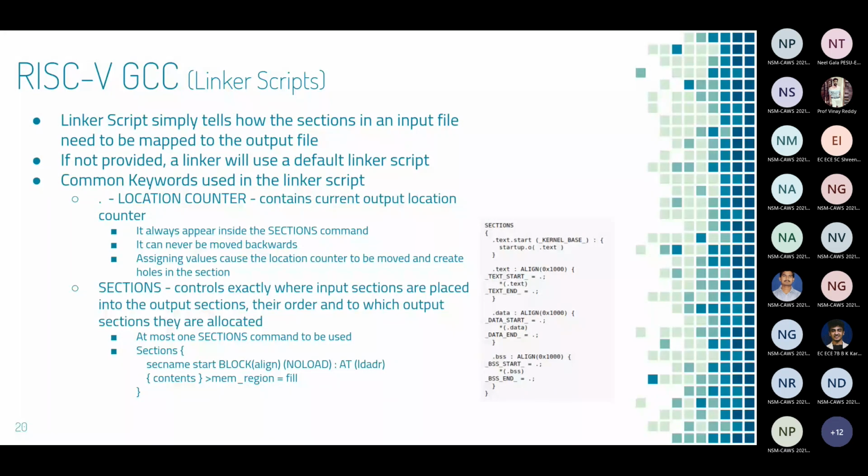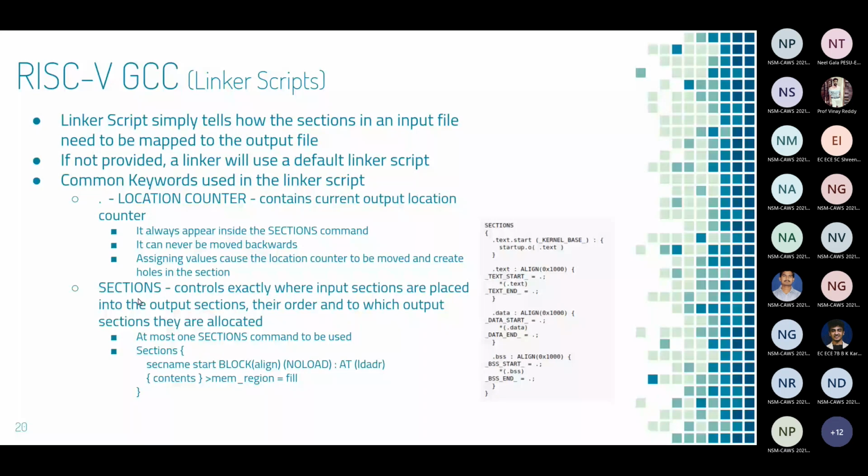So basically, if there is a dot equals 80 million over here, then all of my sections will start from 80 million. But if let's say I put it over here, then these 2 sections will start from 0, but these 2 sections will start from 80 million. So essentially, if you assign something to dot in this linker script, that will cause the location counter to be moved.